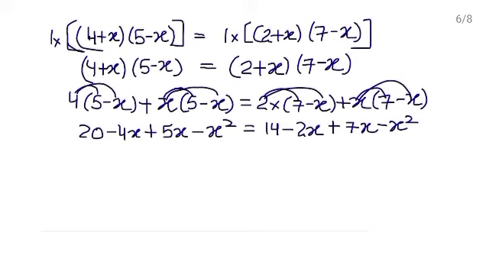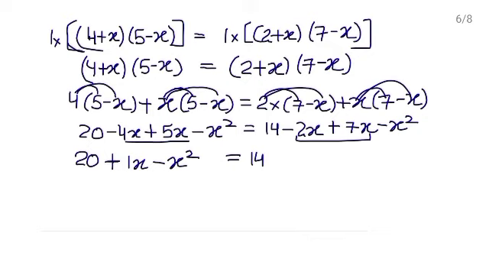Now simplify it. 20 minus 4x plus 5x, both are like terms because both have variable x, and sign are different, so these will be subtracted. 5 minus 4 is 1x, and sign will be of greater numeral which is plus, so put plus sign here. Minus x square equals to 14 minus 2x plus 7x, both are like terms but the sign are different, so these will be subtracted. Subtract them. Plus 5x minus x square.